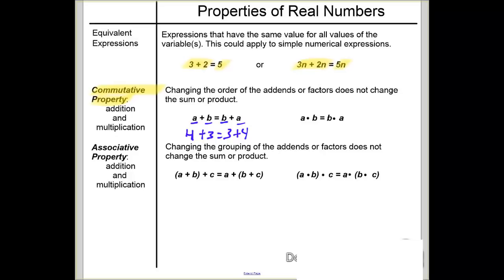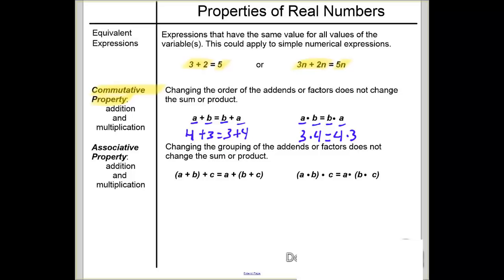So even if I wrote something like 4 plus 3, that's still equivalent to 3 plus 4. Now this rule of the commutative property does not apply to subtraction, so don't make that mistake. It's also true for multiplication, so a times b is still going to equal b times a. So let's use those same numbers again. Let's say I have 3 times 4, that's still going to equal 4 times 3.